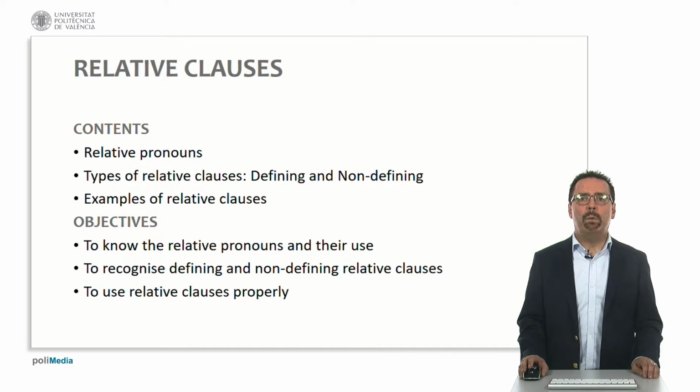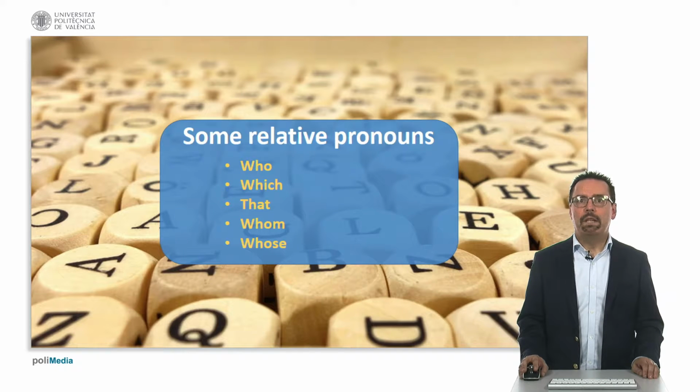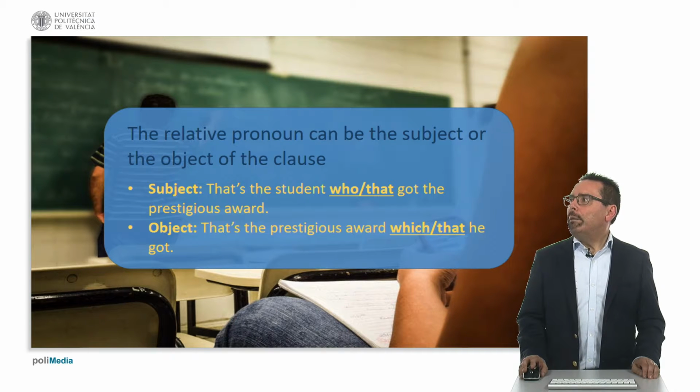Relative clauses are very important in writing because they help us connect ideas, concepts, and words. These are the most important relative pronouns: who, which, that, whom, and whose. We are going to have a look at them. The relative pronoun can have different functions in the sentence. It can be the subject or the object of the clause that follows. Here we have one example of each.